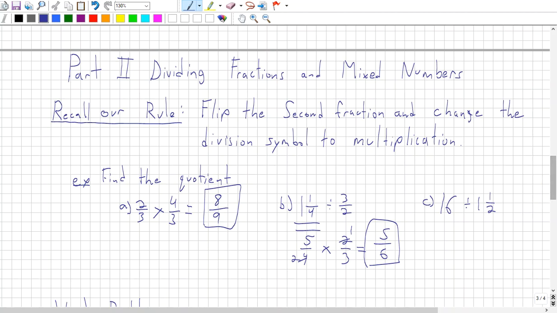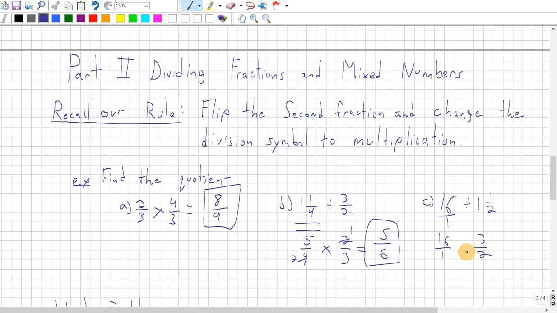Again, one more example here. 16. This time we have to do 2 things. First, we can change that 16 to a 16 over 1. Because I have to change it to a fraction over 1. Next, I have to change this 1 1/2 to an improper fraction. So I'm going to copy this down here. So 16 over 1, the 1 1/2, 1 times 2 is 2, plus the top is 3 over 2.